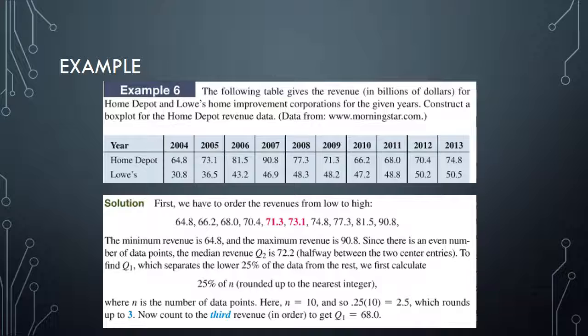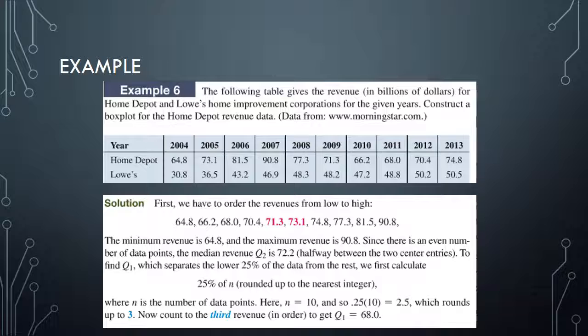Although if you're using your calculator to construct your box plot, you don't have to put the data in order. The calculator can sort that out. Anyway, if you're going to do it by hand, you've got to order the data as you see here. The minimum is 64.8. The maximum is 90.8. There's our first two numbers that we need. There's an even number of data points, so what we need to do is take the two numbers in the middle and average them. And so we get the median, 72.2, after averaging.